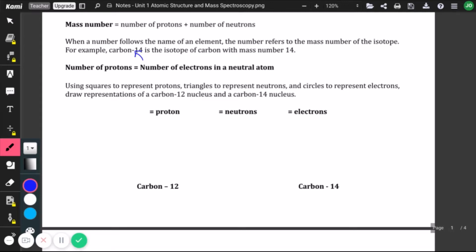For this next section, what I want y'all to do is take a little bit of time in looking at carbon 12 and carbon 14. I want you to represent protons, neutrons, and electrons. So make a drawing. Protons are squares, neutrons are triangles, and electrons will be circles. I want y'all to pause the video here and draw out the protons, neutrons, and electrons for carbon 12 and carbon 14. So pause your video and go ahead and do that.